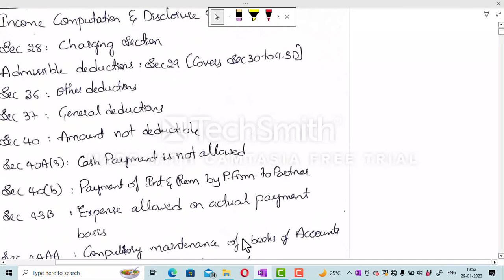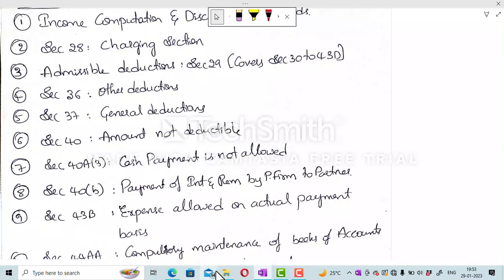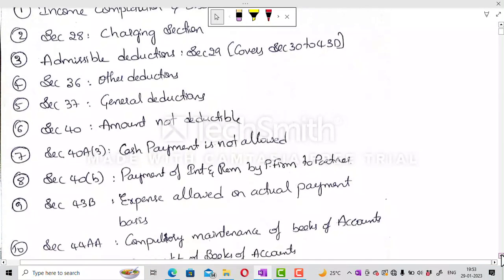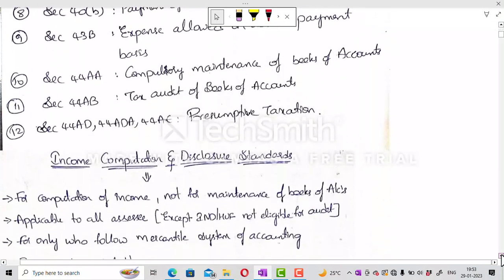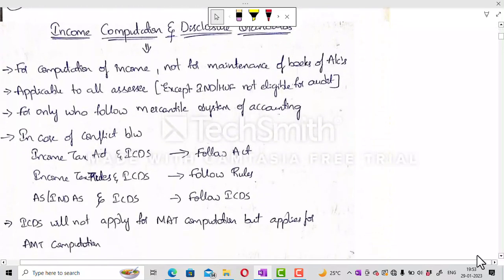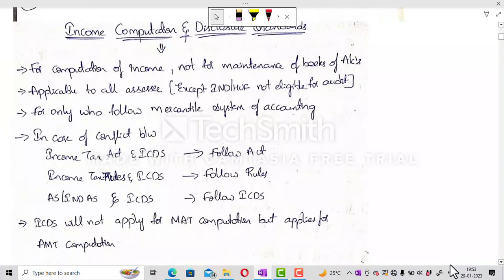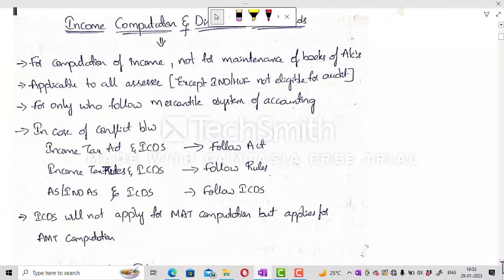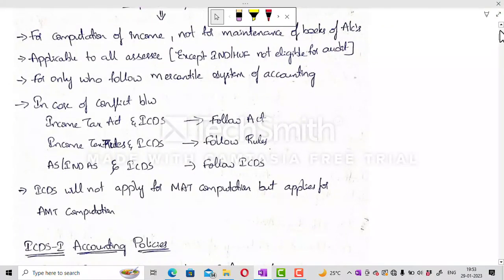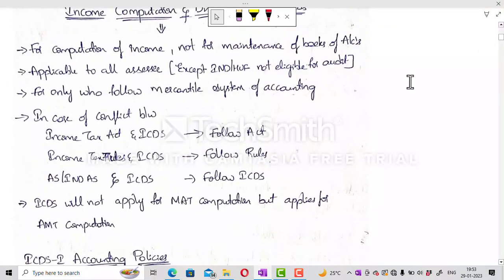Actually, this is the first topic in the ICAI material, but many of the faculty will teach it at the end. I thought of skipping it. People will be skipping because this is a vast chapter. At the end, they will not have any interest to listen to this. So I'm keeping it as the first topic only: income computation and disclosure standards.